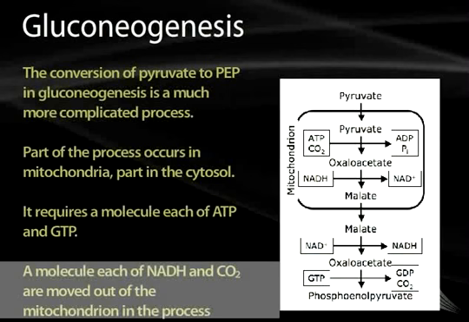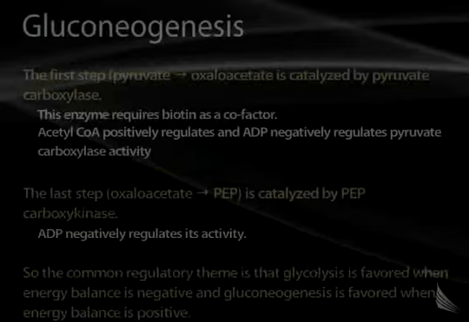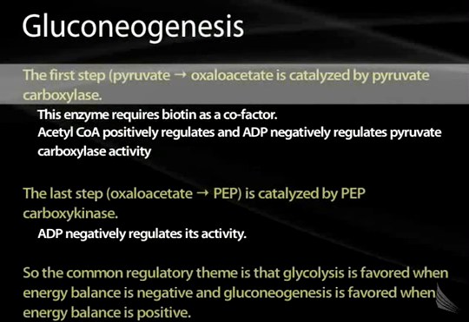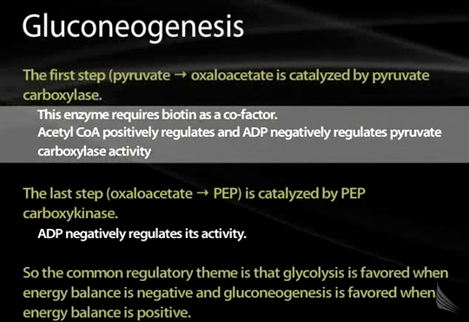So we have conversion of pyruvate in the mitochondria to oxaloacetate. Oxaloacetate is then converted to malate. Malate is shuttled back out of the mitochondria, converted back to oxaloacetate, and then oxaloacetate is converted to phosphoenolpyruvate. The first step in this process, the conversion of pyruvate to oxaloacetate, is catalyzed by pyruvate carboxylase, which is a mitochondrial enzyme. Now, this enzyme requires biotin as a cofactor.